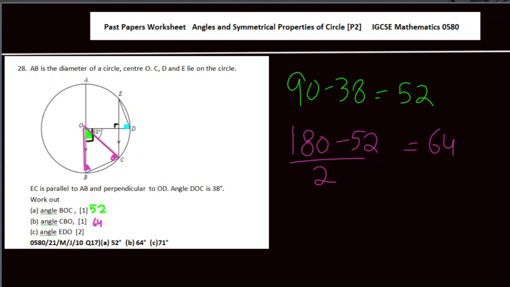Okay, for angle EDO, we already have this angle. So all we need is this upper angle. If we have this upper angle, we can find the blue angle. Now how do I find this orange angle?